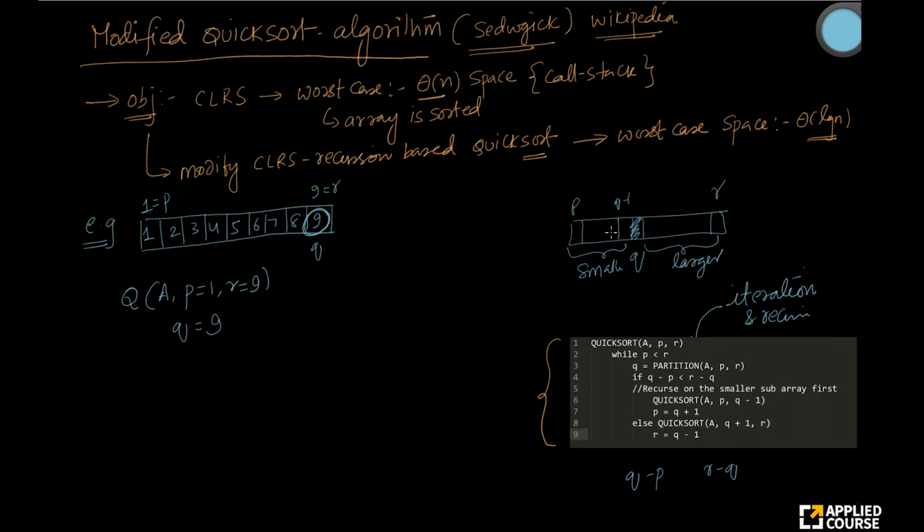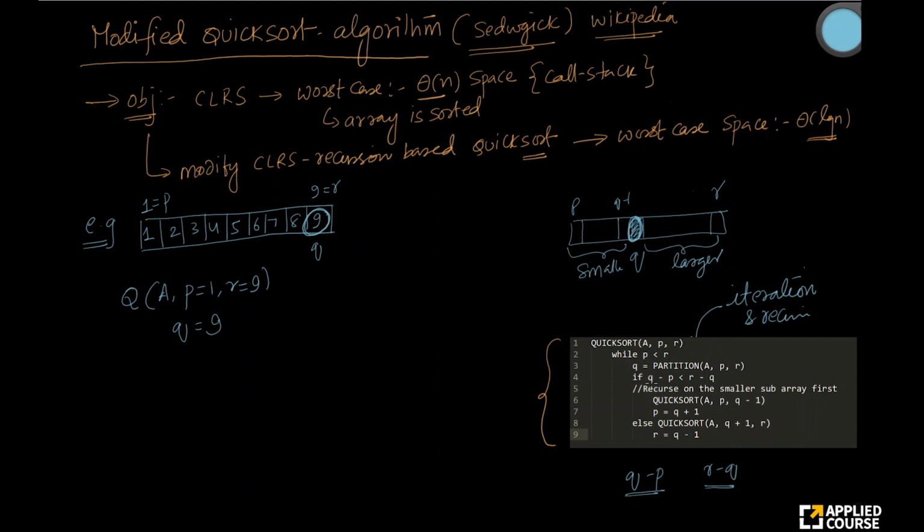If your left array is smaller than your right array, and that I can check by simply comparing Q minus P and R minus Q, right? Because Q is where your pivot element ended up. So Q minus P gives me the length of the left array. R minus Q gives me the length of the right array.